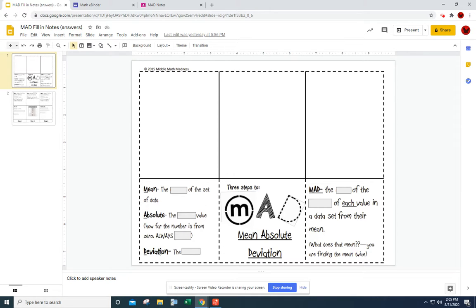So let's look at this vocabulary, the way the word breaks down. Mean is the average of the data set. Absolute refers to the absolute value, which is how far a number is from 0, and it always has to be positive. It must always be positive.